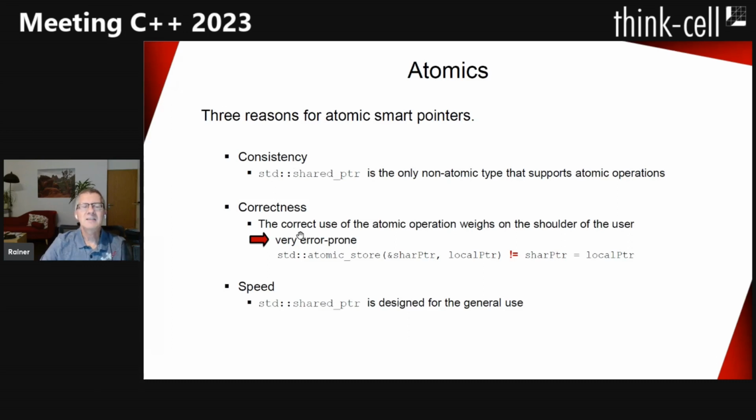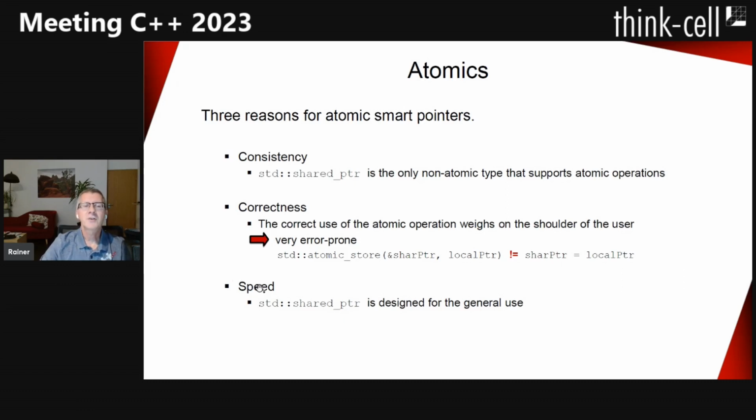We need an explicit atomic shared pointer out of correctness reasons. You see, in C++11, you have to do it this way. When you want to store something in a shared pointer in an atomic way, you have to use this function, atomic store. But you can easily forget it, and then you do this one, and you have a data race. Therefore, we need this for correctness.